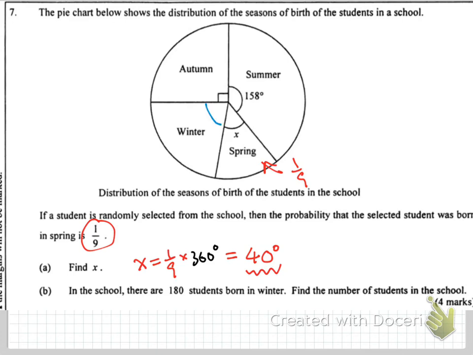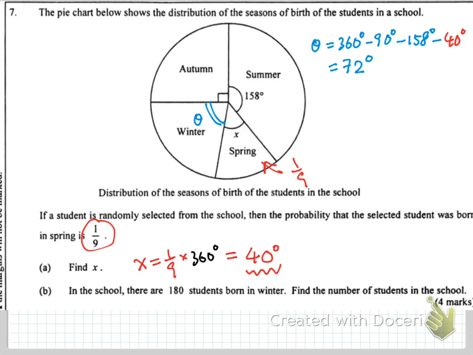In part B, we have to find the blue angle about winter. We can do simple subtraction. Say this is theta. So theta will be 360 minus the right angle in autumn, minus the 158 in summer, and minus the 40 degrees in spring. 360 minus 90 in autumn, 158 in summer, and 40 degrees in spring. So angle theta turned out to be 72 degrees.